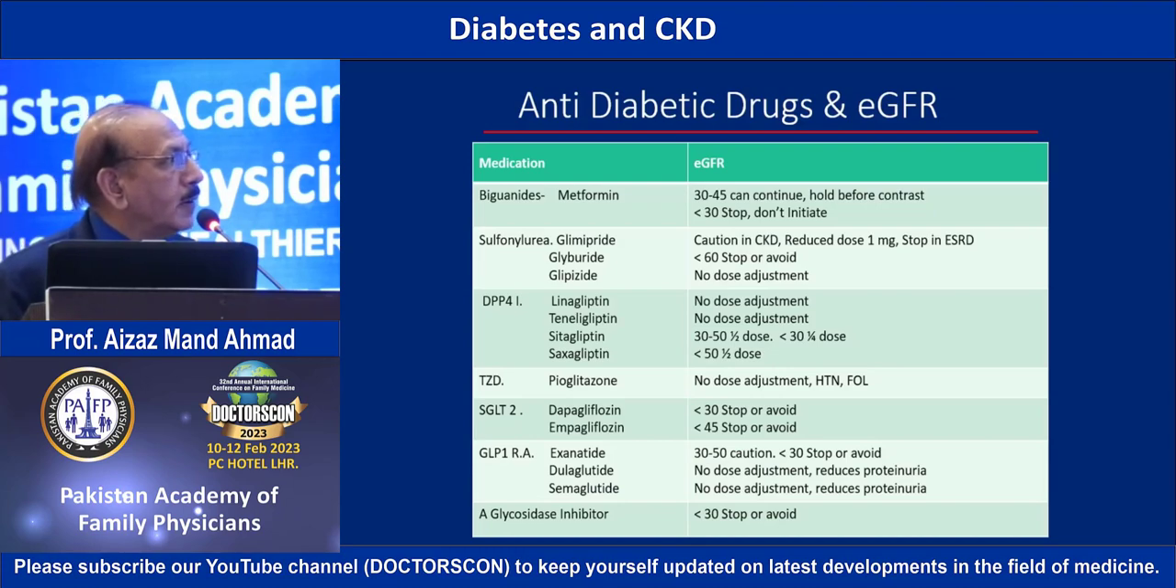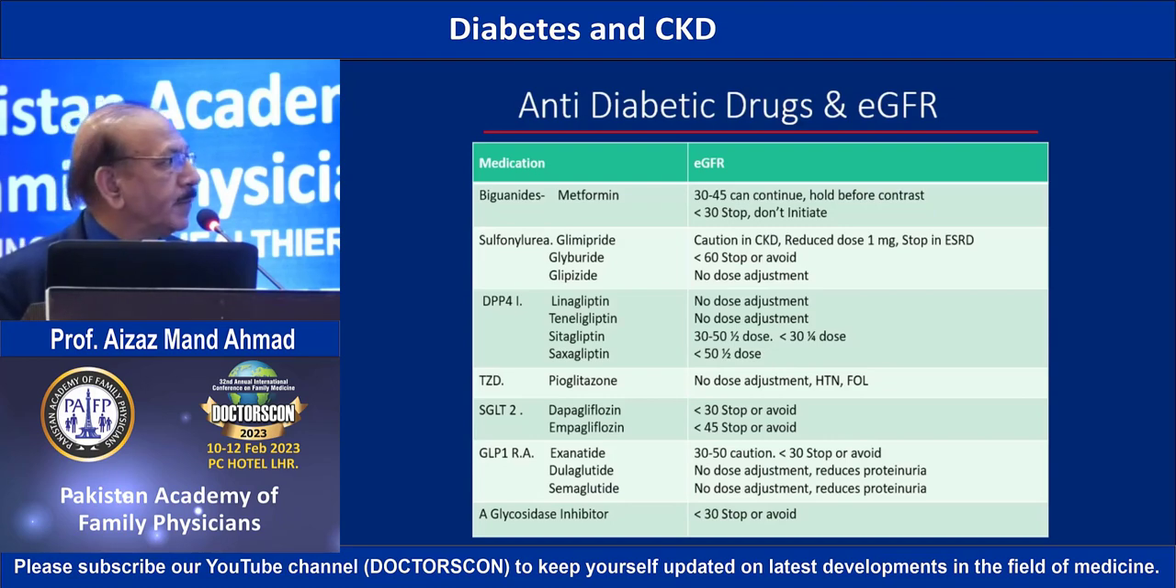Sulfonylureas are likely to give rise to hypoglycemia because of their long action. DPP-4 inhibitors, these two are pretty much safe. They don't require any dose adjustment. Sitagliptin and saxagliptin require some modification in dose. Pioglitazone requires no dose adjustment, but as you heard in the morning, it could cause edema and fluid retention and is not recommended in heart failure patients. Similarly, in patients who already have fluid overload, you should try to avoid pioglitazone.